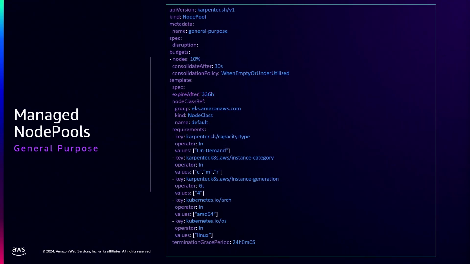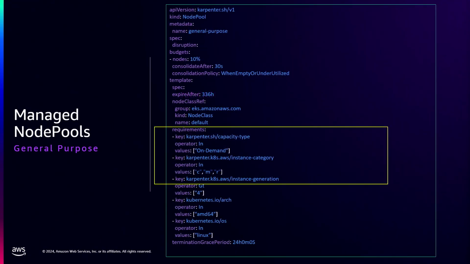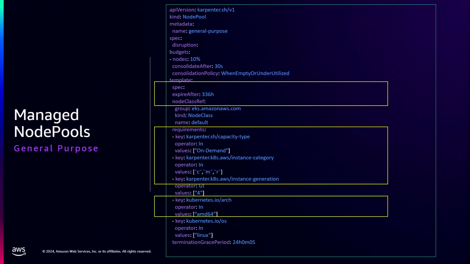So this is how it's going to look. As you can see here, we have consolidation turned on by default, and the capacity type is on-demand. It also comes with a mix of C, M, R instance categories, and instance generations later than 4. The default node expiry is set to 336 hours, which is 14 days. Along with that, there is support for AMD64 as well.